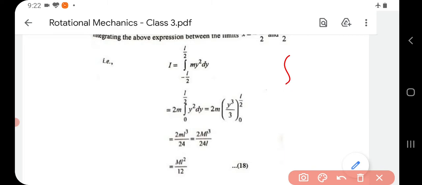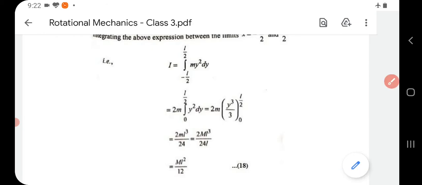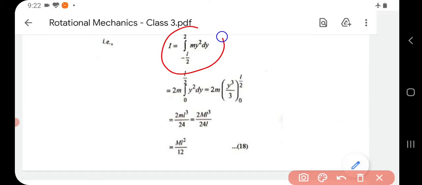That is, if you have an integral like minus L to plus L y dy, and you are changing the limit to 0 to L y dy, you will multiply it with a 2. Same thing is done here. So this will become this. M is a constant mass per unit length, so it is taken outside. Now the rest everything is integration.